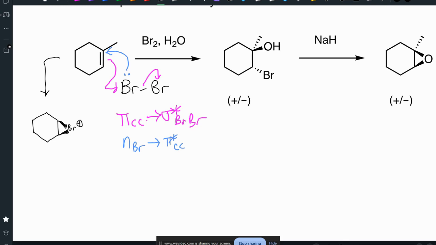It's always a good idea to practice old mechanisms. And then my second step is where my water attacks the more substituted carbon of the bromonium ion and breaks that bromonium ion open.